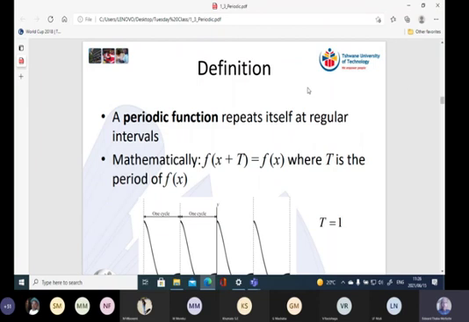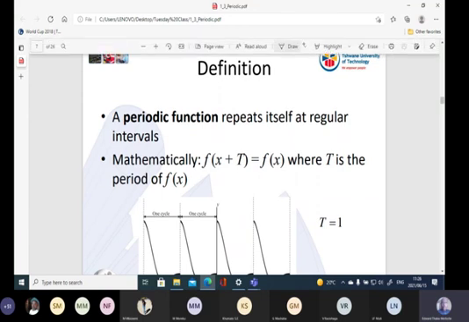A periodic function repeats itself at regular intervals. Mathematically, we write it in this fashion: f(x + T) = f(x), where T is the period of f(x). This is what we have just discussed, okay? So T is our period.